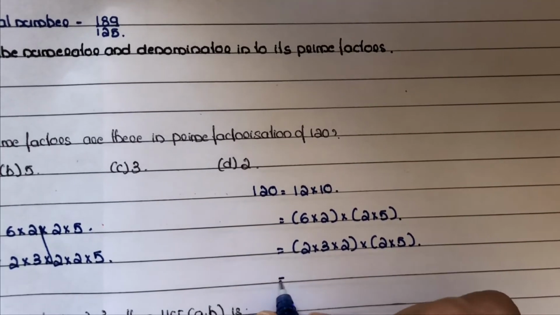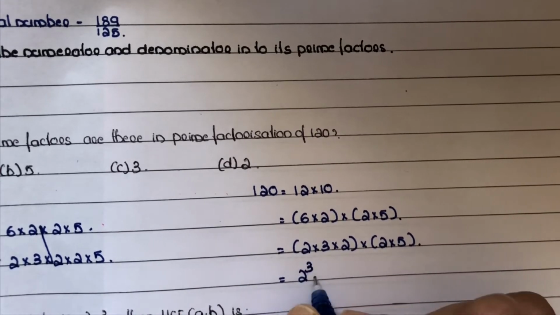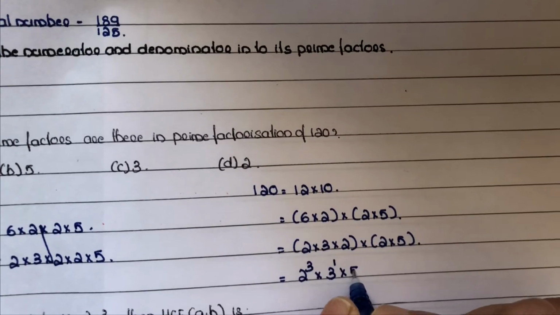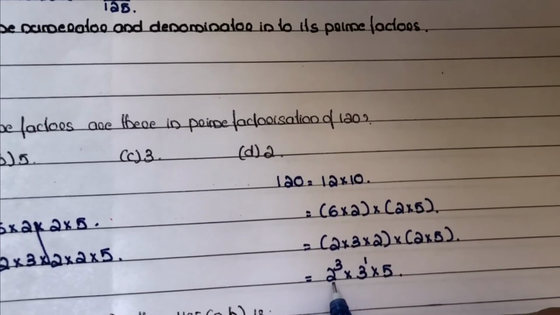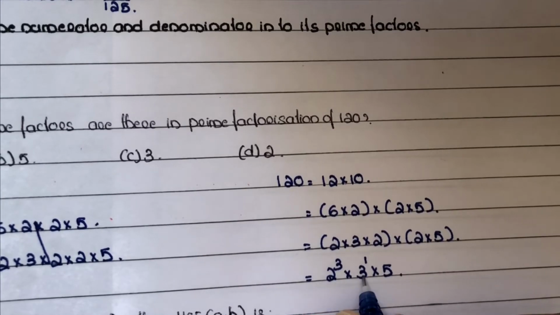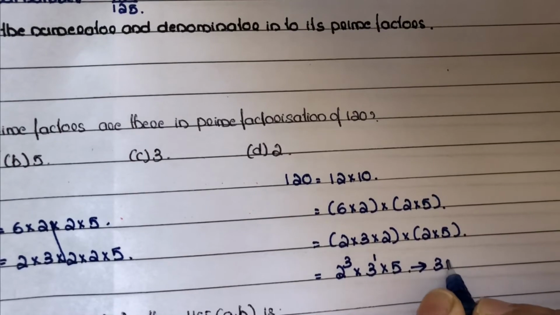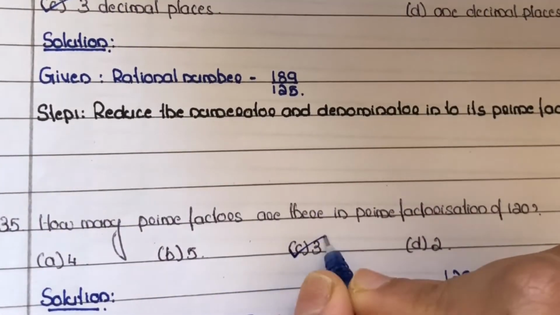That is equal to 2 raised to 3 into 3 raised to 1 into 5. So how many prime factors are there in 120? 2, 3 and 5. That is 3 prime factors. So answer is option C, 3.